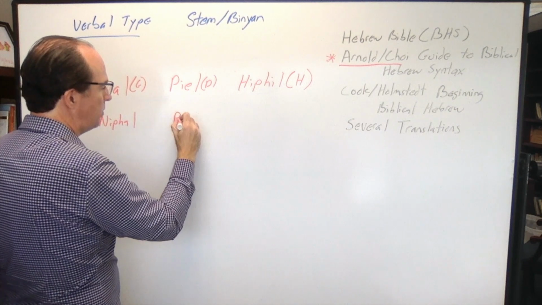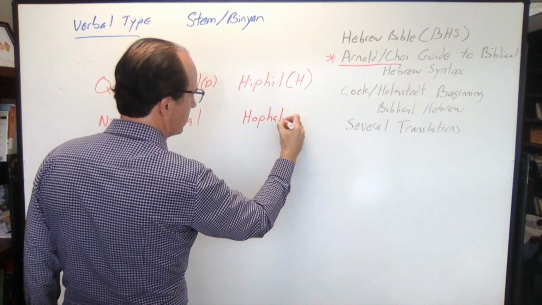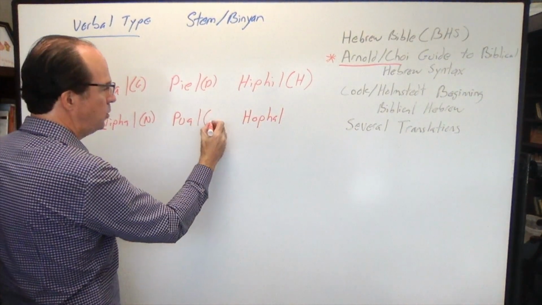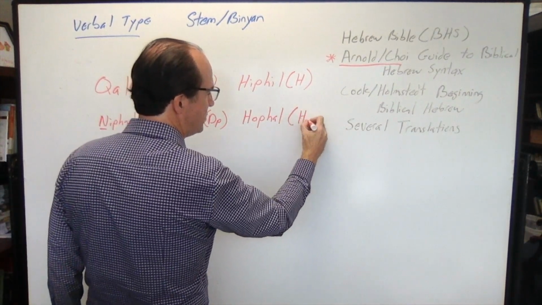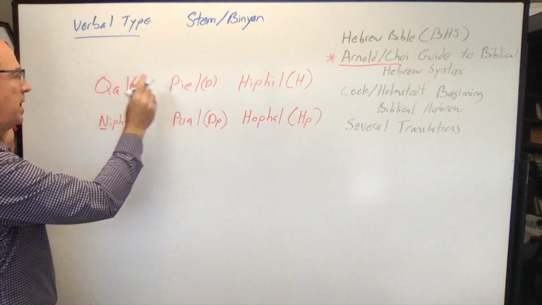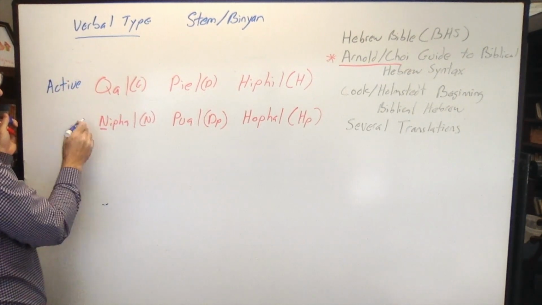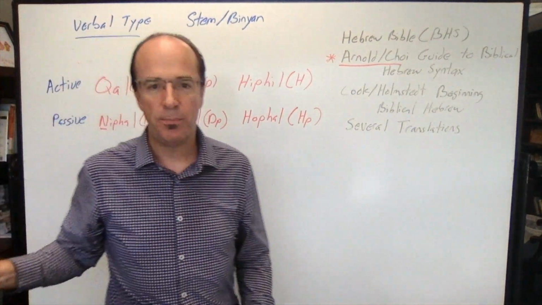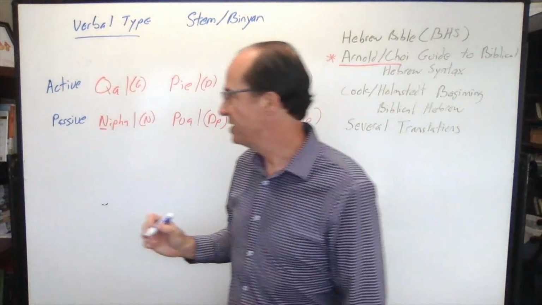We have the Pual. We have Hofal. And this gets called the N stem. This is the binyan. It has a nun at the front of it. The Pual is a doubled stem with a passive voice, and Hofal is an H stem with a passive. And so these get organized by the voice. Qal, Piel, and Hifil are active. This is passive. In that case, the subject is acted upon by the verb versus being the actor. And then there's a middle reflexive tense as well.